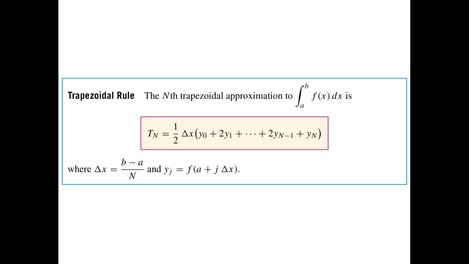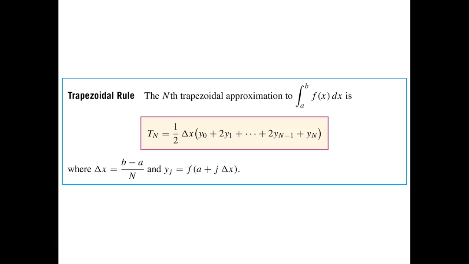f of a, when j is equal to 0. y sub 1 would be f of x sub 1, a plus j delta x, which gives you a plus delta x. So it would be one increment more, then the next would be two increments over, three increments over, and so on. Those are your y's. You can evaluate those. You can just plug in values for that function, add them together. But you count the first one once, the second through the next to last, you count twice, and the last one you only count once. And that's how you do the trapezoid rule.